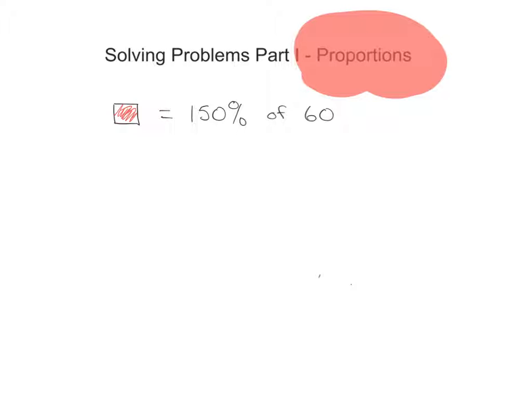Now I want to just get you thinking about one thing before we start with this question. So I'm going to build my little thought bubble over here, and I want you to think, what is 100% of 60? And remember, 100% is like a whole. And if 100% of 60, if you remember that that's just equal to 60, it's equal to the whole amount, which is 60. So 150% then must be bigger than 60.